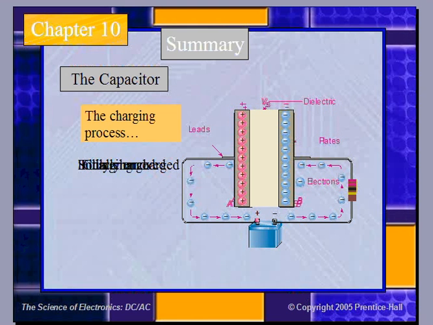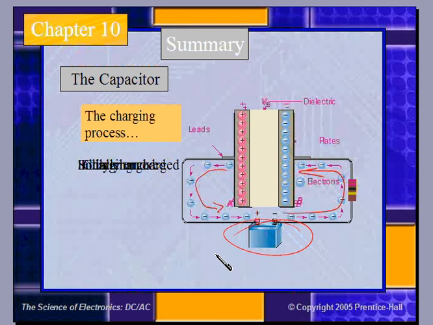The charging process. We have a dielectric. You have negative charged electrons on one side, positive charged on the other side. When you attach the battery, the negative electrons are moved away from the plates, go through the battery, and are reattached on the negative side of the plate. And this will keep happening until the potential across both plates is equivalent to whatever the battery is.